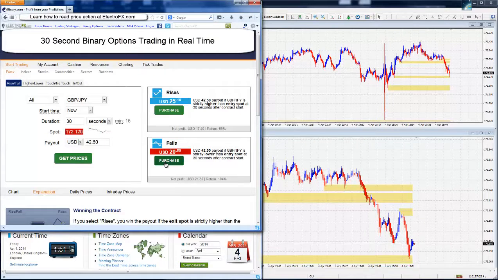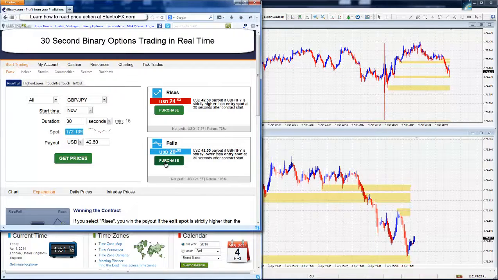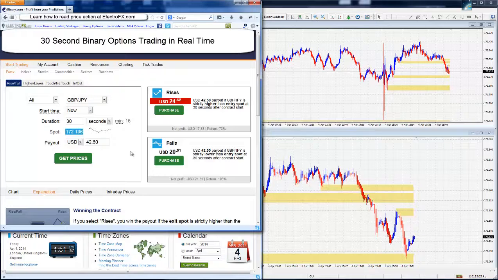But the fact that you get 100% returns means that you actually only need 7 wins. So it's either 3 losses in a row or 7 wins, and those 7 wins don't have to be in a row. So it makes the job much, much easier.